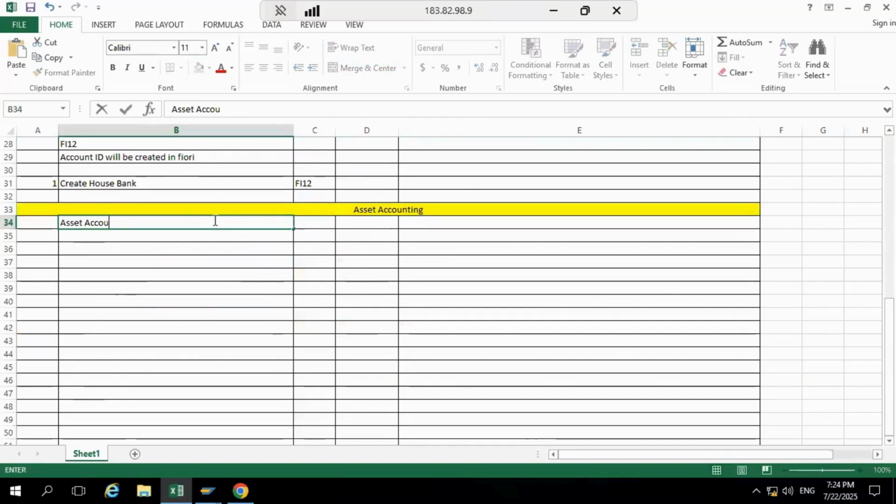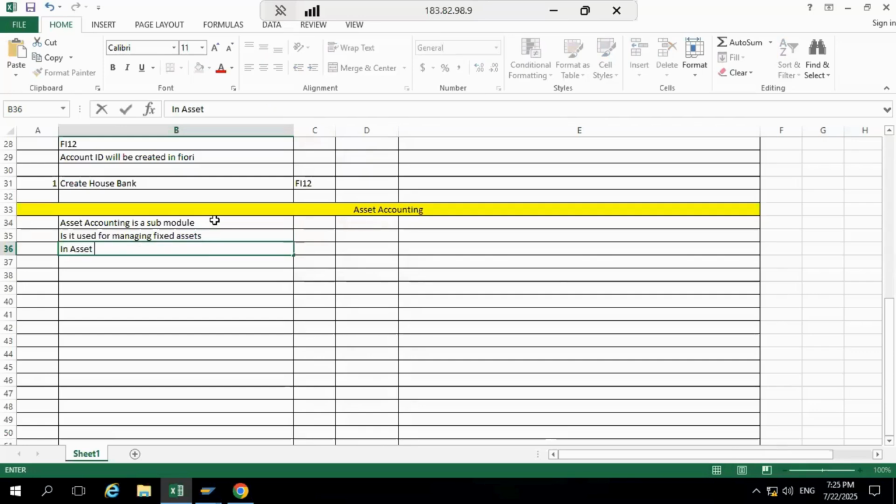Asset accounting is a submodule. It is used for managing fixed assets.